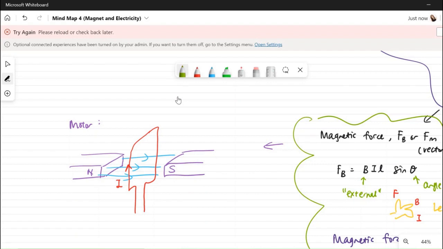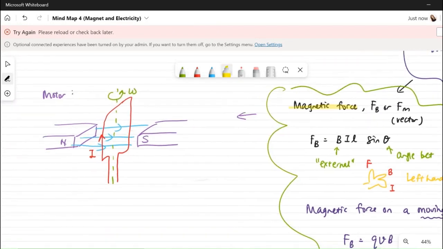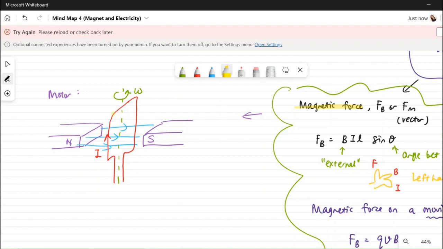So what happens to this loop is that it will rotate either in a clockwise or anti-clockwise direction, with an angular speed of omega. How could we determine the rotational motion of this loop? We apply the concept of magnetic force to the current loop, which carries the current of I.